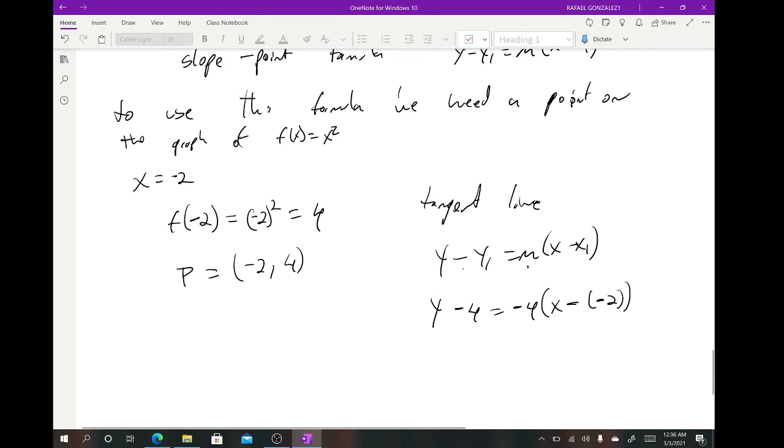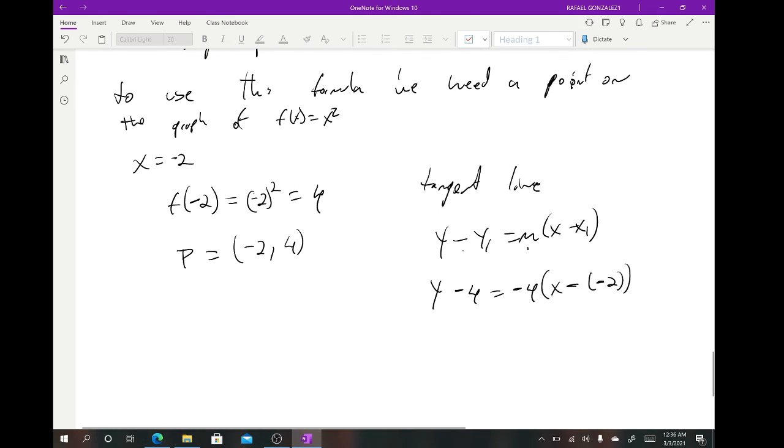You could leave the problem like this. If I don't ask you to simplify, you could leave it like this, and it's completely fine. But just for the sake of argument and practice, let's simplify this. So this is going to be -4, and then +2 times -4 is -4x, and then +2 times -4 is going to be -8 plus 4. So that means that y equals -4x minus 4.